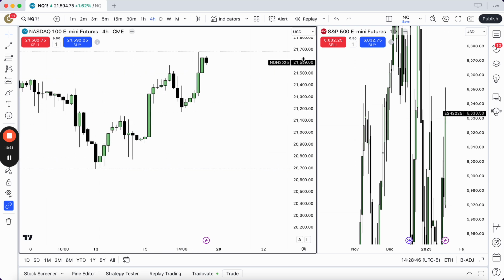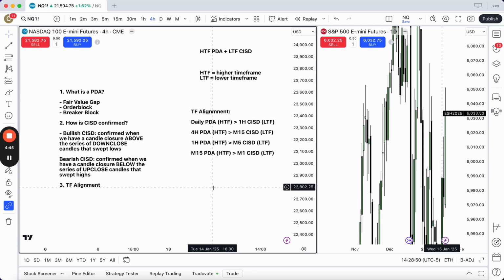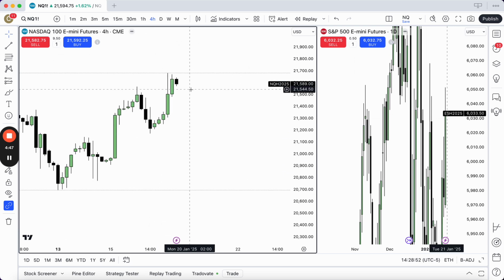So what do I mean? This is not a continuation model. This is a model that I use to catch reversals, which is why I trade the 9:50 macro. I can get into that in another video, but the 9:50 macro is typically when manipulation ends, right?